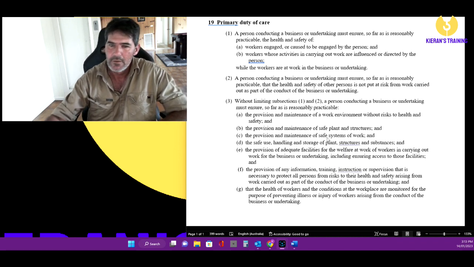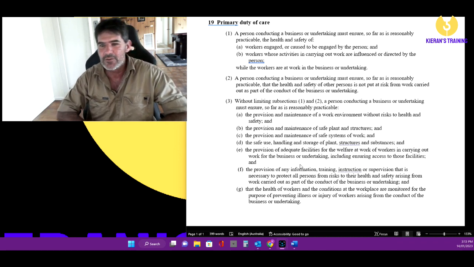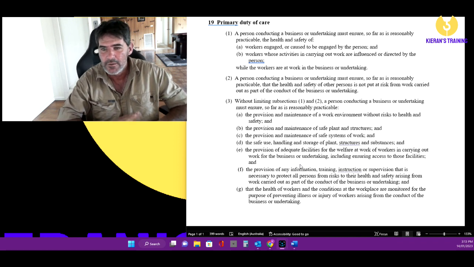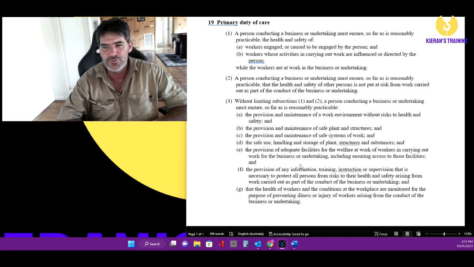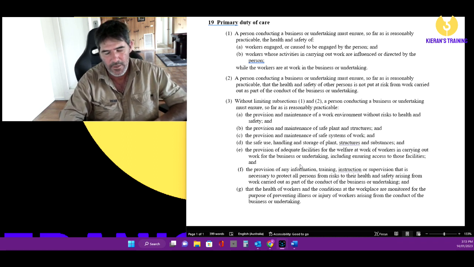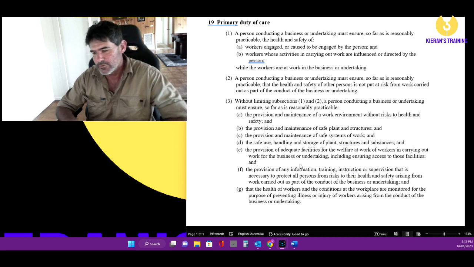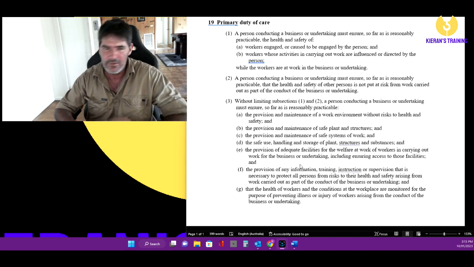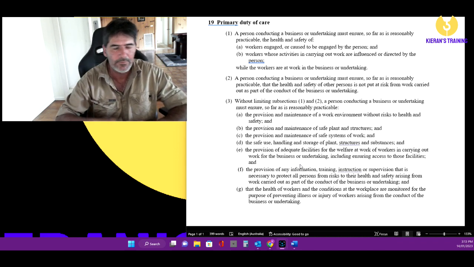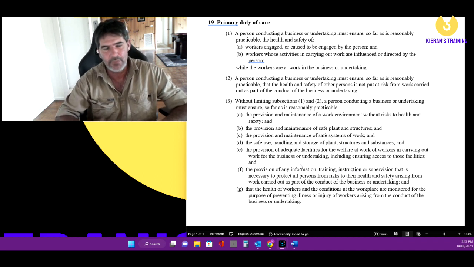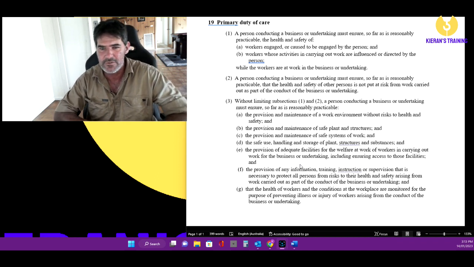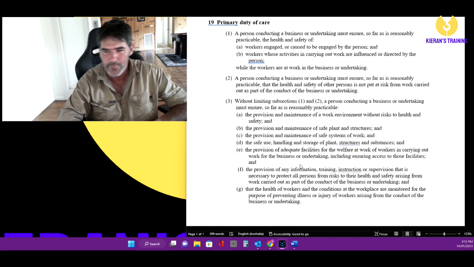Then we go down to the provision of adequate facilities for the welfare at work of workers in carrying out work for the business or undertaking, including ensuring access to those facilities. So that's going to include things like making sure you've got adequate amenities such as toilets, etc. You're going to have access to potable water, all those sorts of basic needs that we need at work to keep ourselves safe and in a good condition.